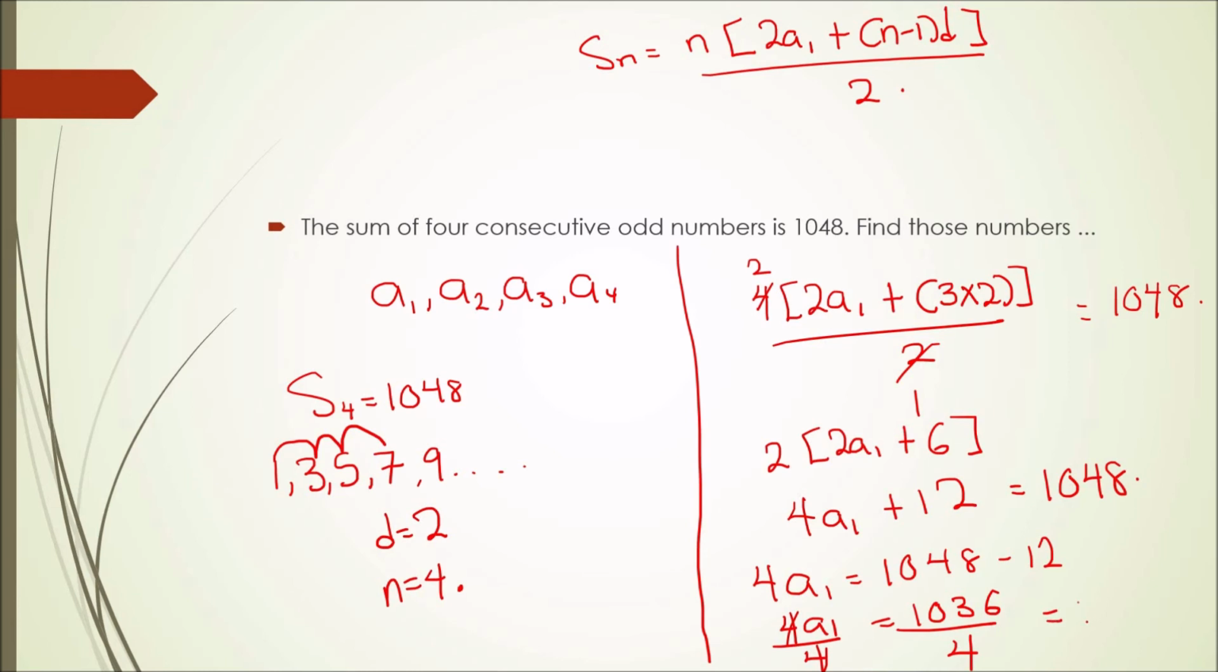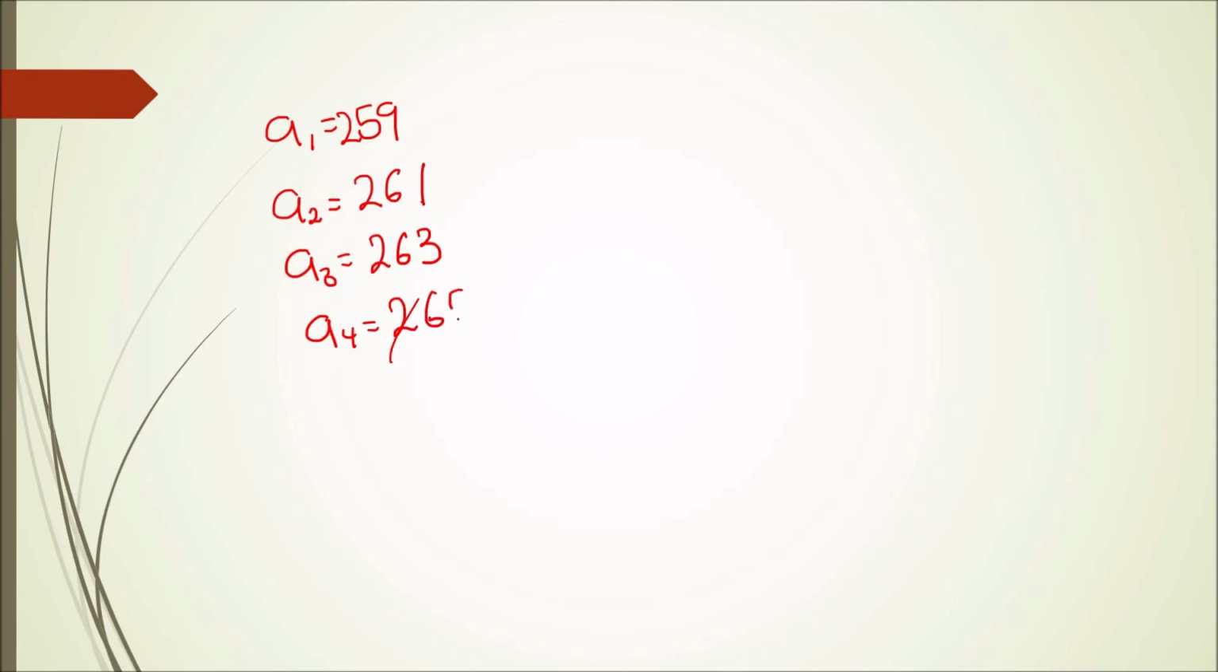Okay, so our value is 259. The value for A1, that is. So A1 is 259. So if A1 is 259, obviously A2 will be, just add 2 because our D is 2. 259 plus 2, that should be 261. A3 should be 263. And A4 should be 265.